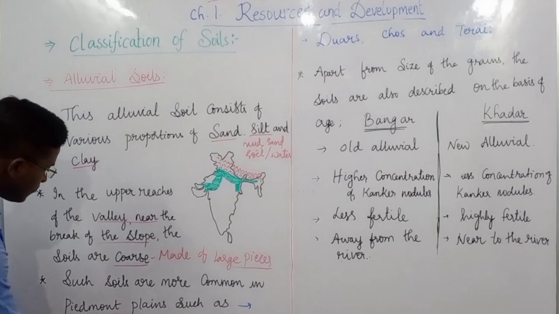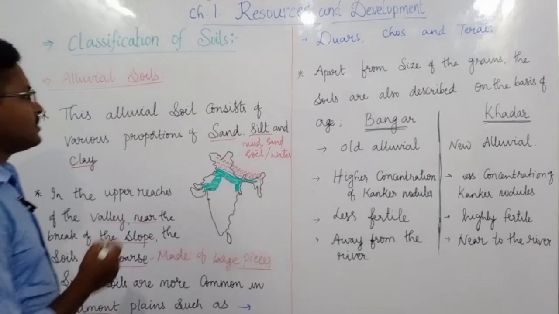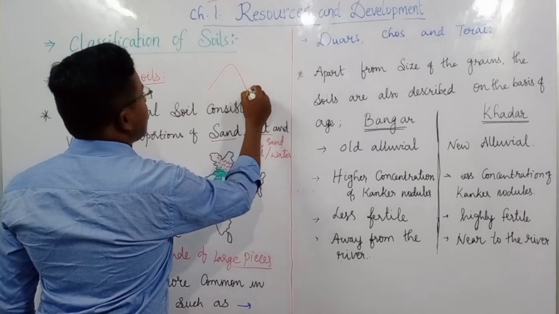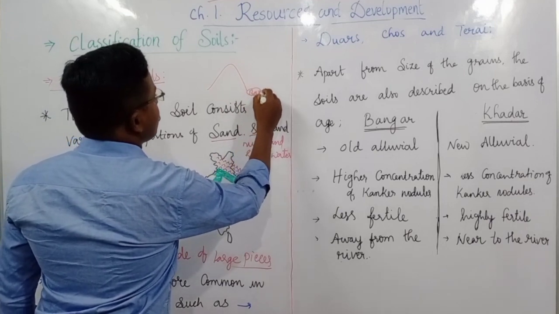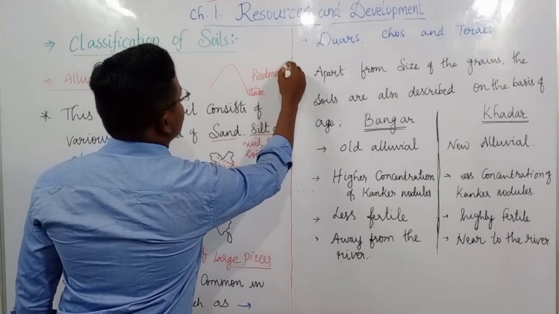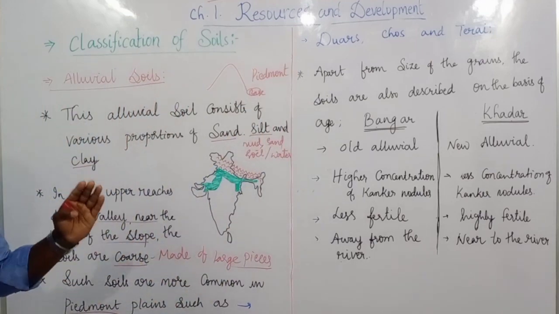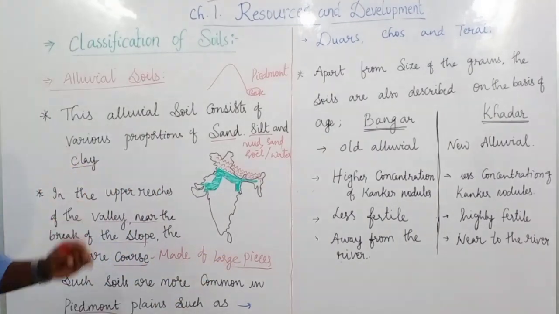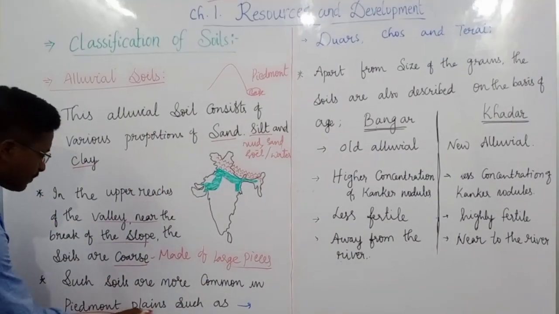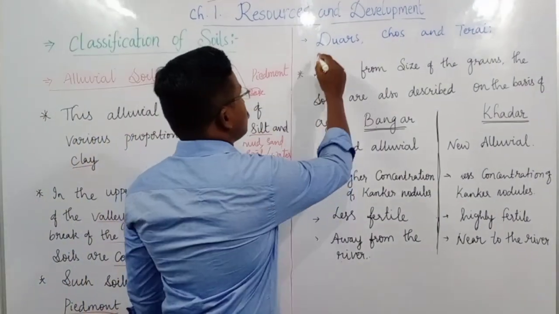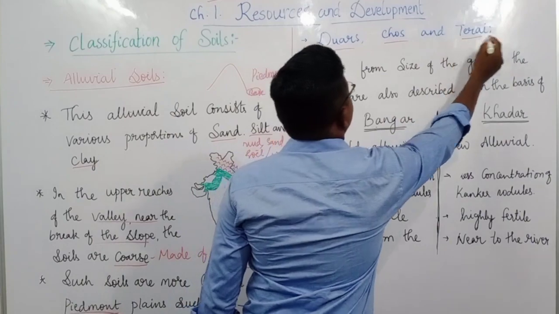What are Piedmont plains? Piedmont plains means, for example, if you take any mountain or hill, the base of the mountain, we call it the Piedmont region. So the soils which are coarse, made up of large pieces, are mainly found in these Piedmont plains. And what are the main Piedmont plains? They are duars, chos as well as terai.